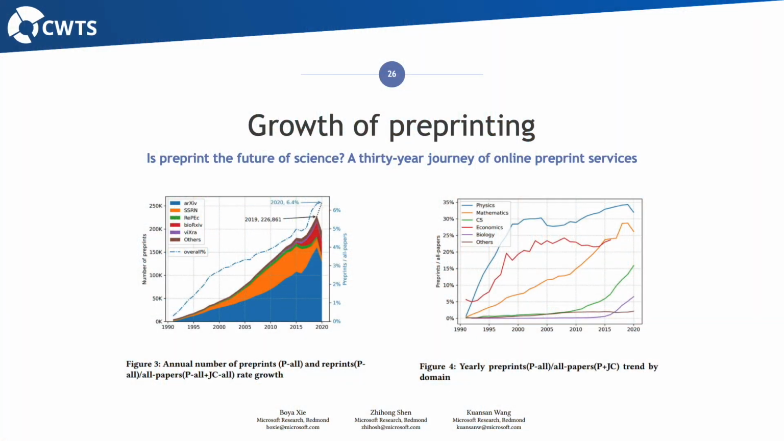On this slide you see the growth in preprinting over the past 30 years. It's really impressive. At the left you see the annual number of preprints, and you see how this has grown consistently over the past three decades. So basically since the start of the World Wide Web, which is of course what you need to enable preprinting, we have seen this really rapid growth.